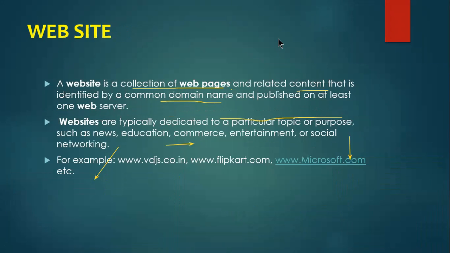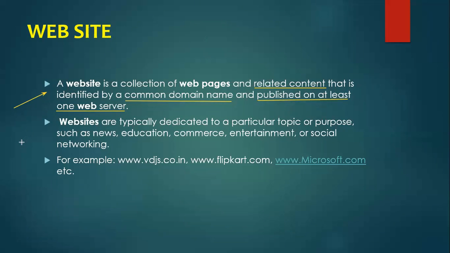Now next term is website. So first point, a website is a collection of web pages, as we have seen earlier, and related content. For example, if there is a website related to cricket, so every page will be related to cricket only, no? So that is why here it is written, and related content that is identified by a common domain name and published on at least one web server. It means a website may be published over more than one server also, but having common domain name.